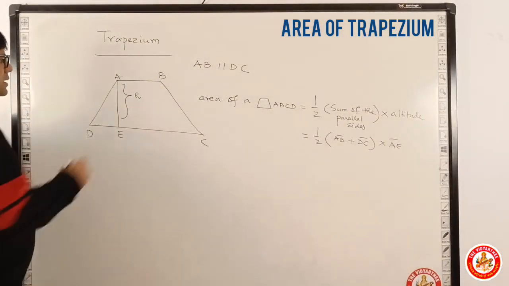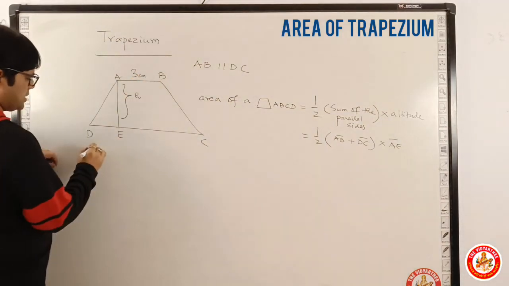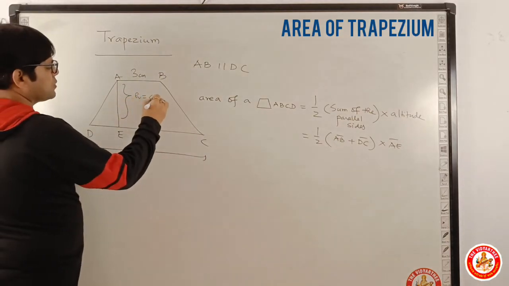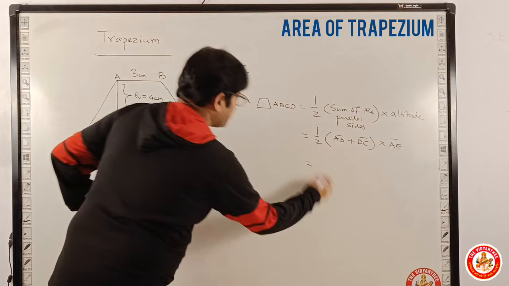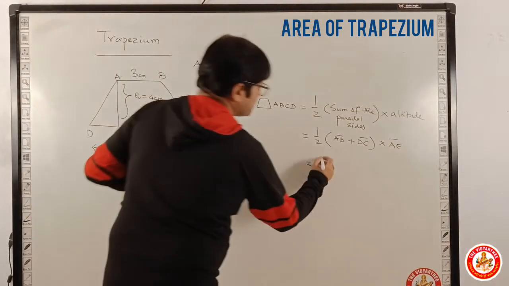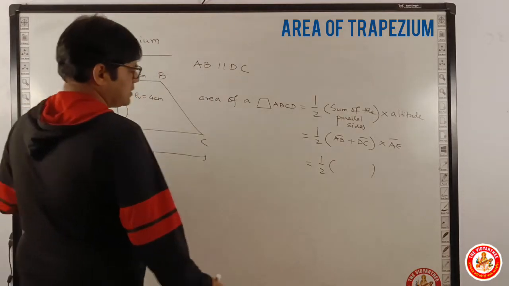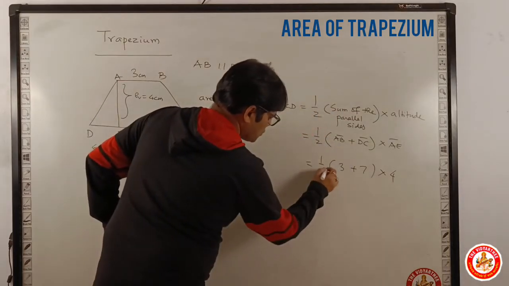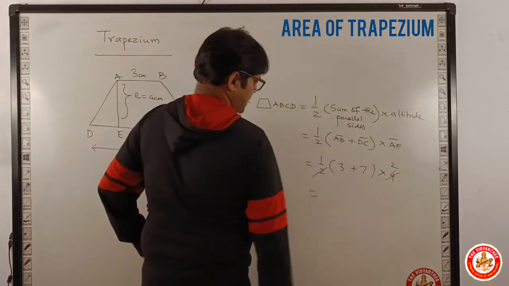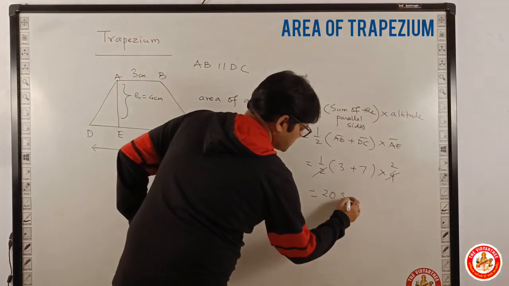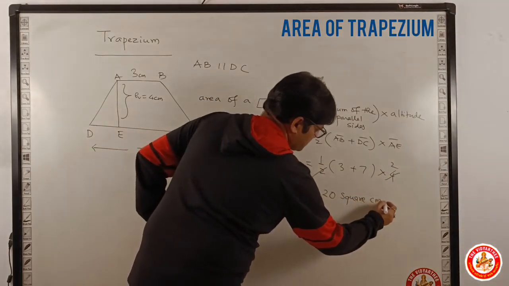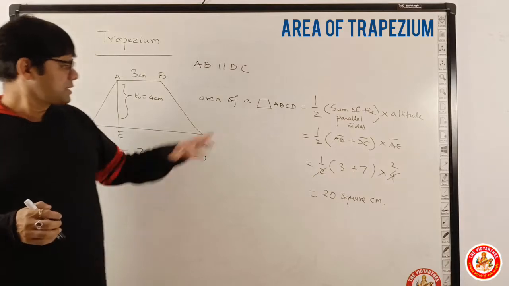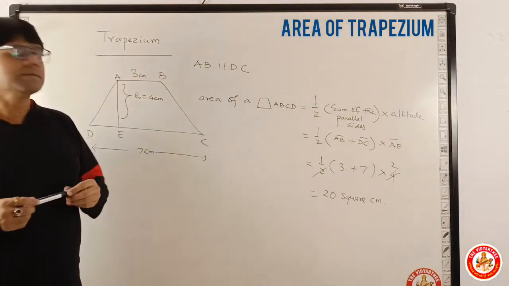I'll give you one example. If AB measures 3 centimeters, DC measures say 7 centimeters, and the altitude is say 4 centimeters, then area of the trapezium will be half into sum of the parallel sides. This is 3 plus 7, into the altitude, which is 4. So 7 plus 3 is 10, half of 4 is 2, 10 into 2 is 20 square centimeters. It is as simple as that. So area of a trapezium can be found out by using the formula half into sum of the parallel sides into altitude.